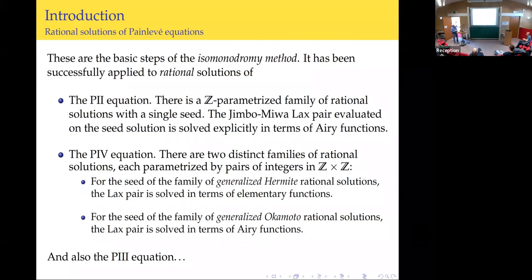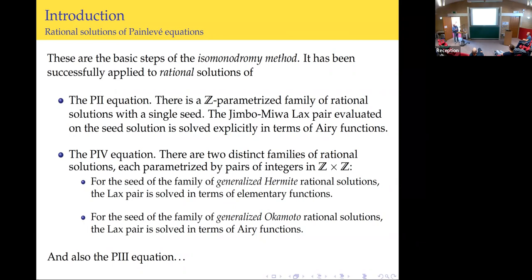And so if we evaluate the Lax pair, which is due to Jimbo and Miwa, on that seed solution, then we may solve the Lax pair explicitly in terms of Airy functions. So these are the classical linear special functions that show up when we solve the Lax pair on the seed in the case of the Painlevé 2 equation.